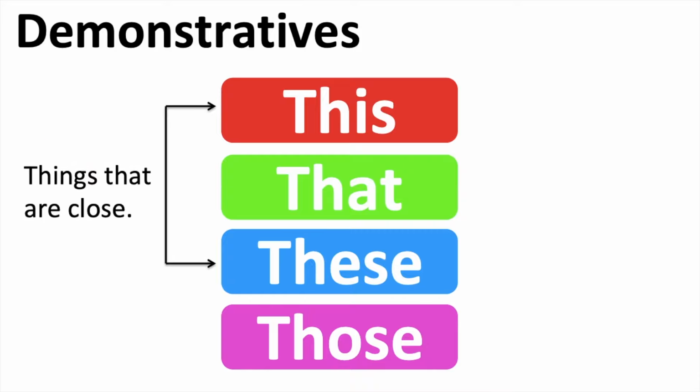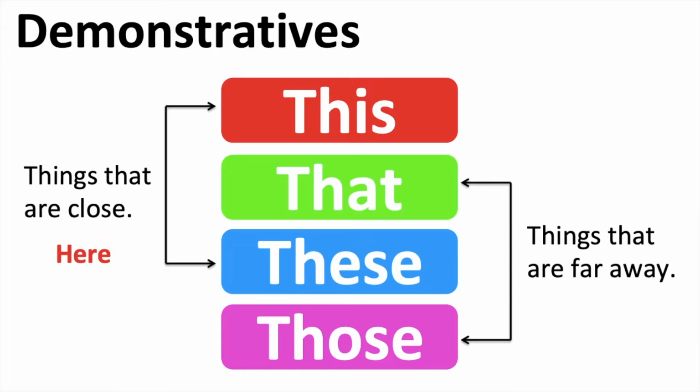This and these refer to things that are close. We can think of them as being here, whereas that and those refer to things that are far away, so we can think of them as being there.